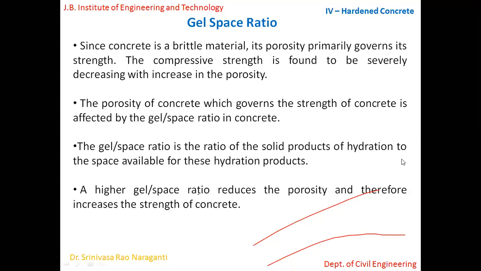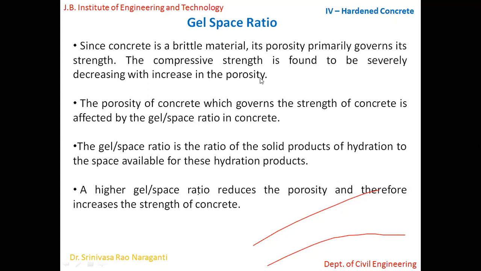And space ratio in the sense that when water is added to the cement, hydration takes place and the pores are filled with water. Now, as the hydration and curing take place, the water gets evaporated and you get pores developing there. Finally, what you get is gel and the space in the concrete. So we're talking about the ratio between the gel and space here, and how that ratio affects the strength of the concrete. This is what we're going to discuss now.